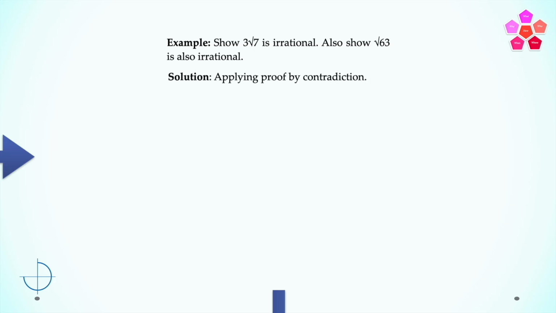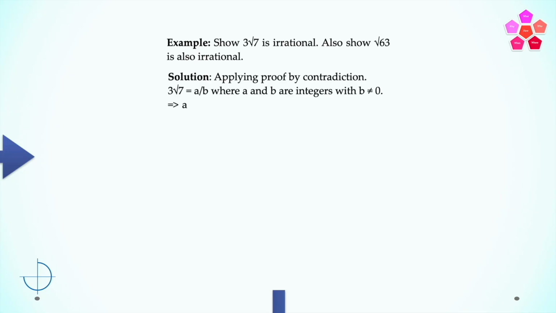Let's take another example to show 3 root 7 is irrational. Also show root 63 is also irrational. Again, applying proof by contradiction, let's assume 3 root 7 is a rational number which can be expressed in the form of p by q. Here we are taking a by b, where a and b are integers and b is not equal to 0.